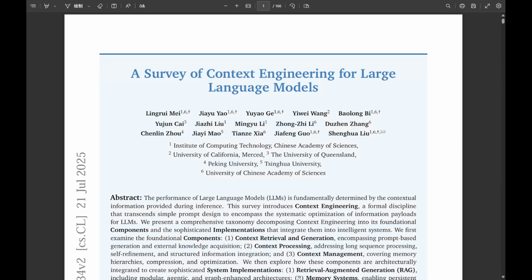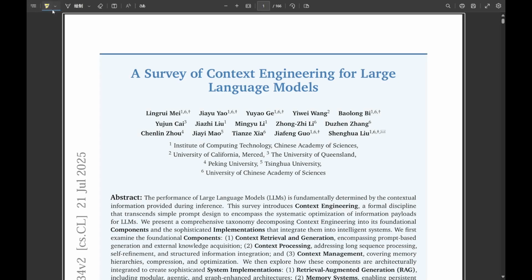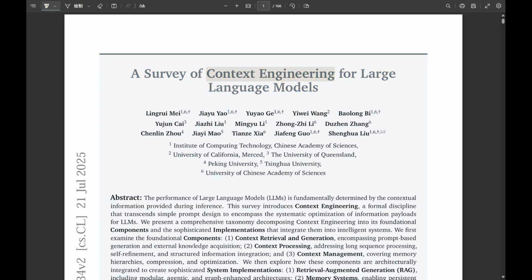Welcome, curious minds, to another deep dive. Today, we're plunging into the fascinating world of large language models, specifically focusing on a really crucial area that's rapidly defining their capabilities: context engineering.